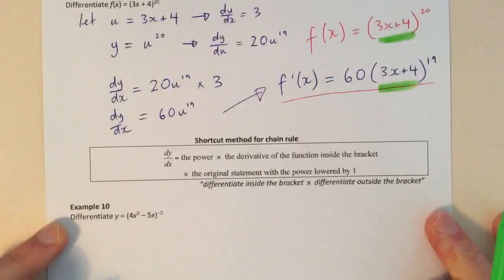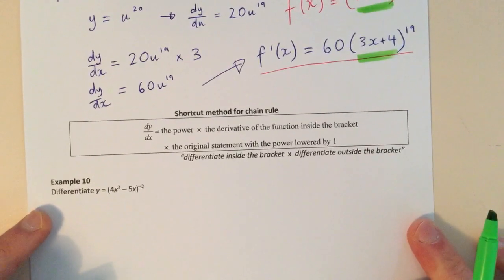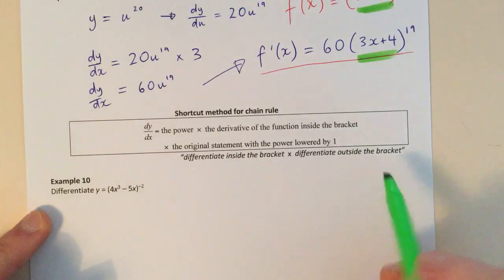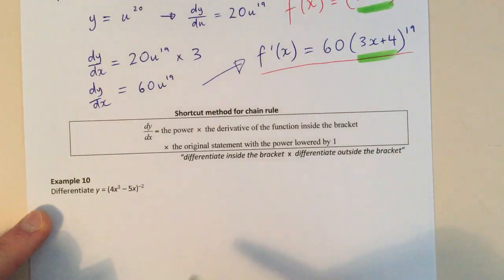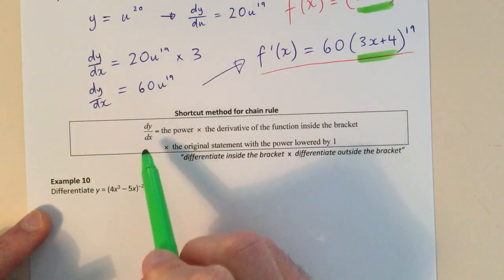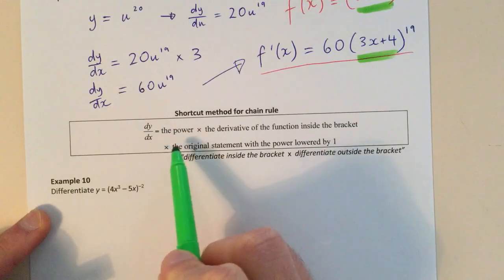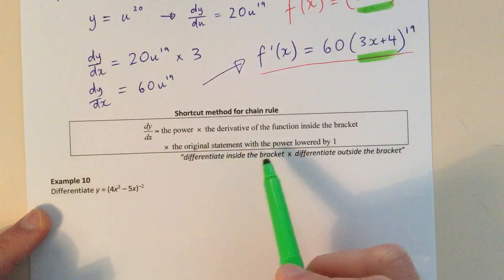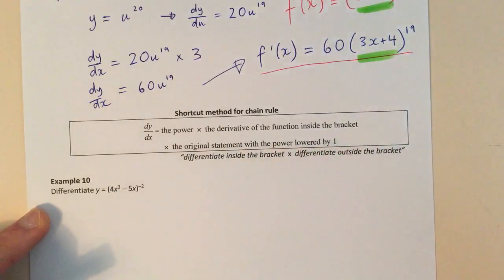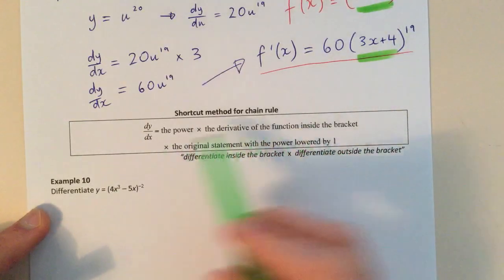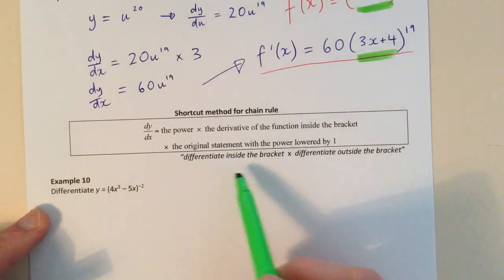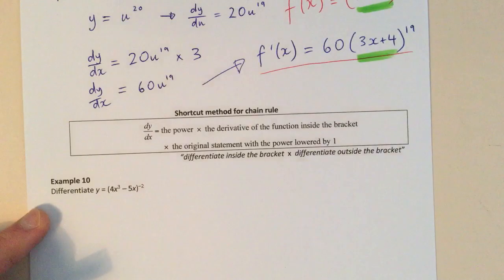In words, the shortcut to the chain rule is really: differentiate inside the bracket times differentiate outside the bracket. And I like that phrase. That helps you really remember what the chain rule is all about. Another, slightly more formal way is to say that dy dx, or the derivative, is equal to the power times the derivative of the function inside the bracket times the original statement with the power lowered by 1. That's probably a better way of thinking of it, but an easier way to remember, I've always found, is differentiate inside the bracket times differentiate outside the bracket.